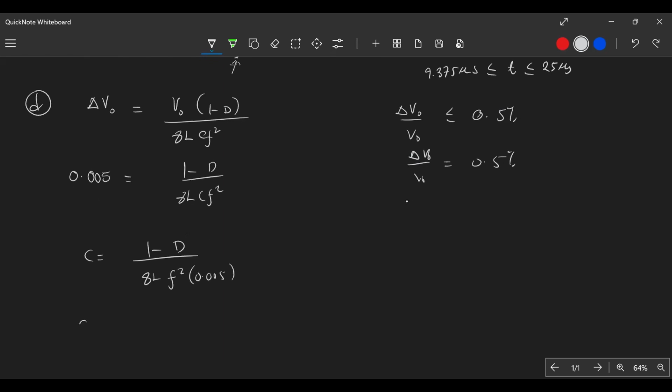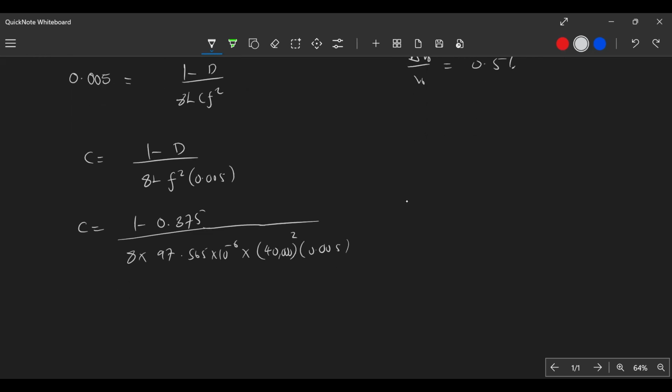Okay, so if you substitute, the value is 1 minus duty cycle, which is 0.375, divided by the inductance, which is 97.565 microhenry, times 10 to the power negative 6, times frequency, which is 40,000 hertz. Remember that we are squaring this, times 0.0005. If you substitute everything, you'll be able to get the capacitance value.